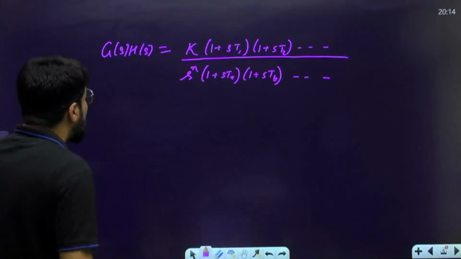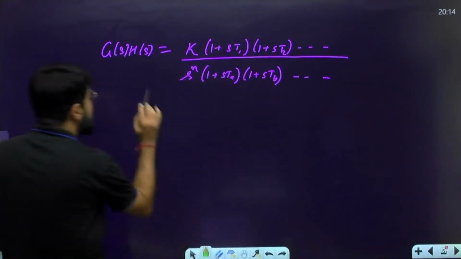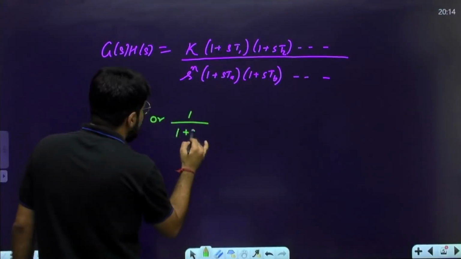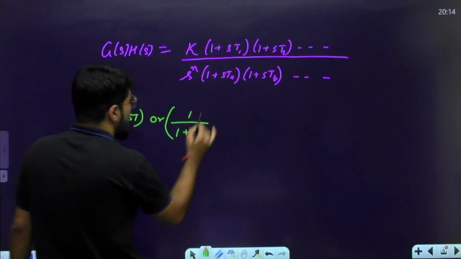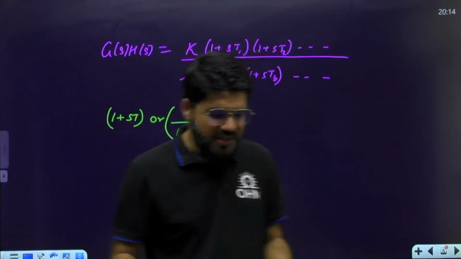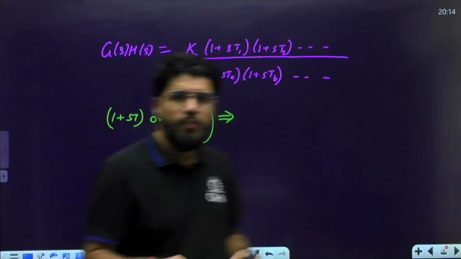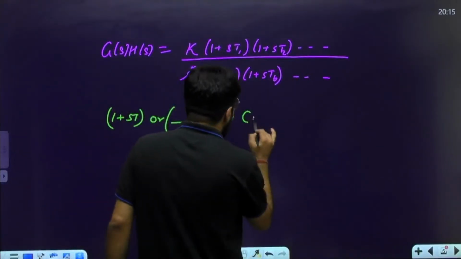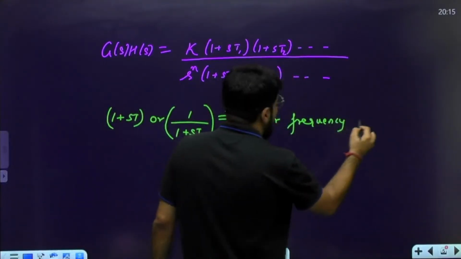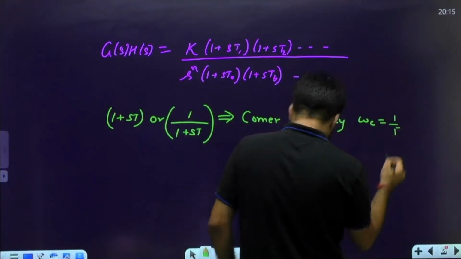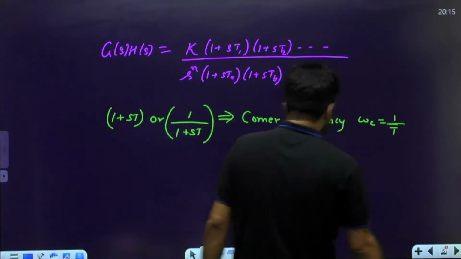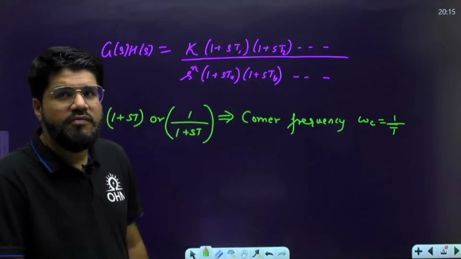If you have a simple zero, 1 plus sT, or a pole term like 1 upon 1 plus sT, whenever there is a pole or zero, that brings a corner frequency. I will explain with the question also, as this is a concept session through previous year questions. That corner frequency is given by 1 upon T, the reciprocal of the time constant. We know that T is the time constant.